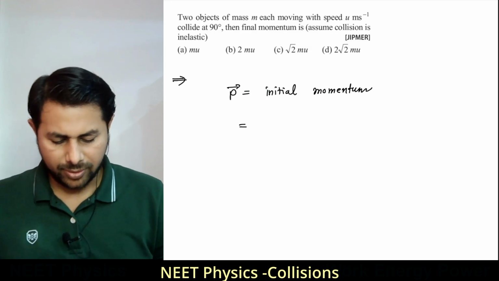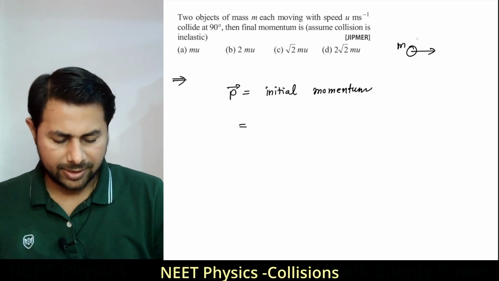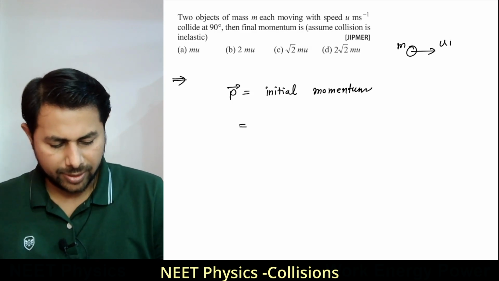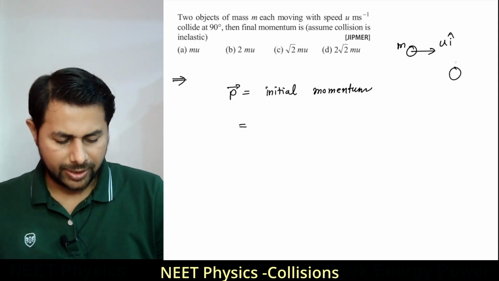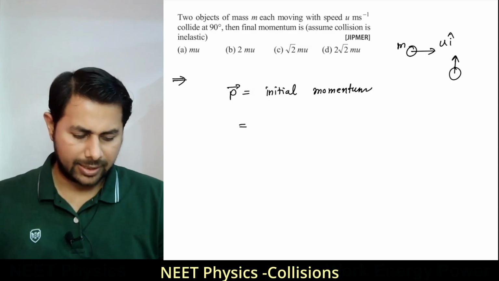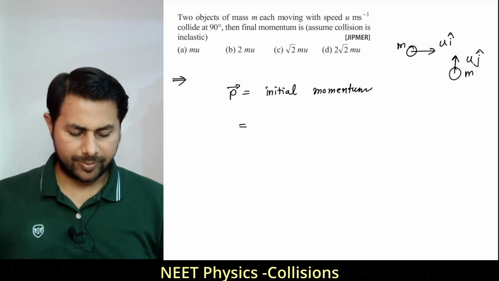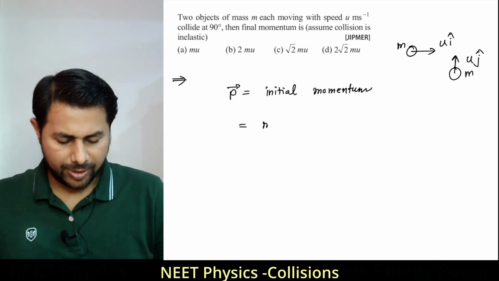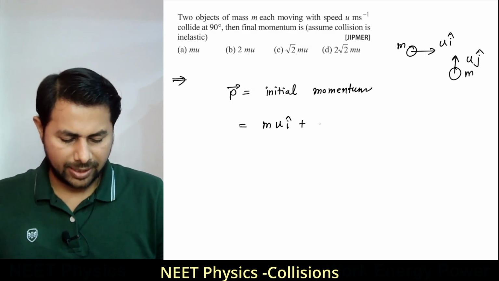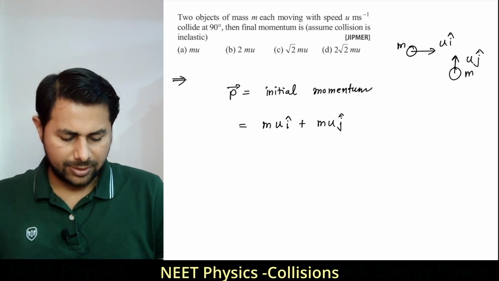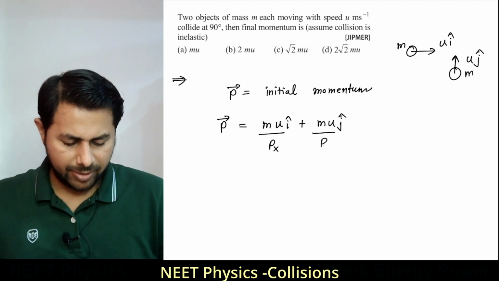Okay, and two objects are moving at 90 degrees, so one you can say it's moving along x-axis, so its mass is m, velocity is u, but you can say it's u i cap. Okay, second mass is moving vertically upwards, suppose. Mass is m, speed is u, but you can say it's u times j cap. So total momentum is momentum of first one, that is m times u into i cap, plus momentum of second one is m times u into j cap. This one you can say is px, this is py.